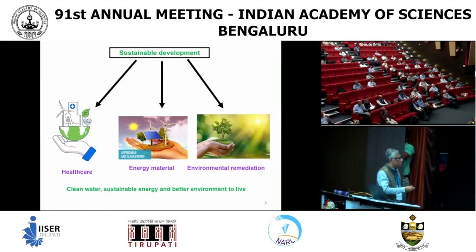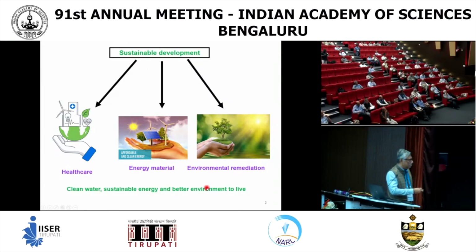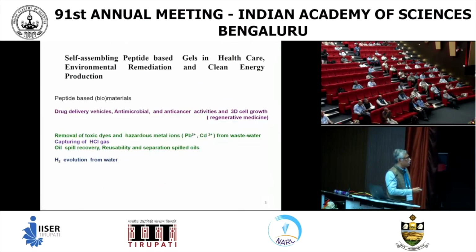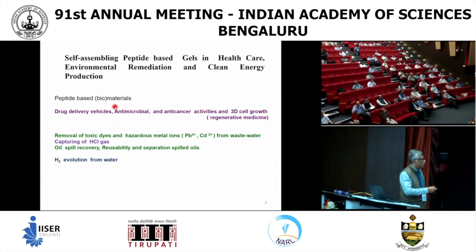And these are the 3 pillars of sustainable development: to make healthcare materials and energy materials, and they can find some applications in environmental remediations. So I will be mostly covering peptide-based biomaterials as drug delivery vehicles at the targeted site. They find applications as antimicrobial agents, anti-cancer agents, and gel-based materials as a platform to grow 3D cell cultures.